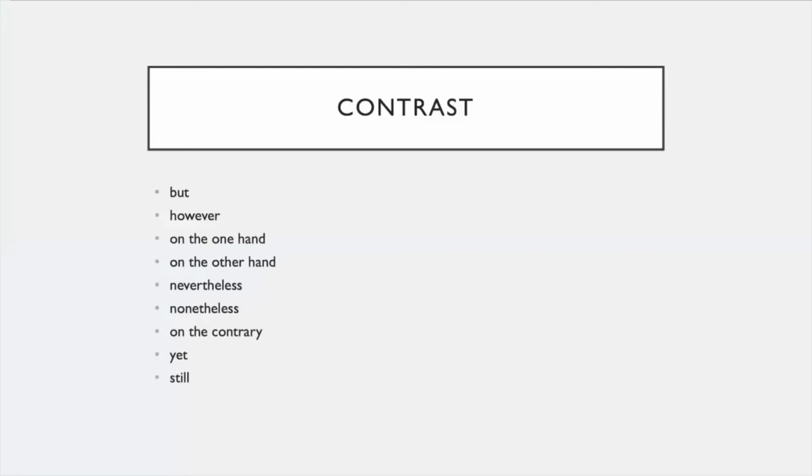Next, we have words that indicate contrast. So these words include but, however, on the one hand, on the other hand, nevertheless, nonetheless, on the contrary, yet, and still.